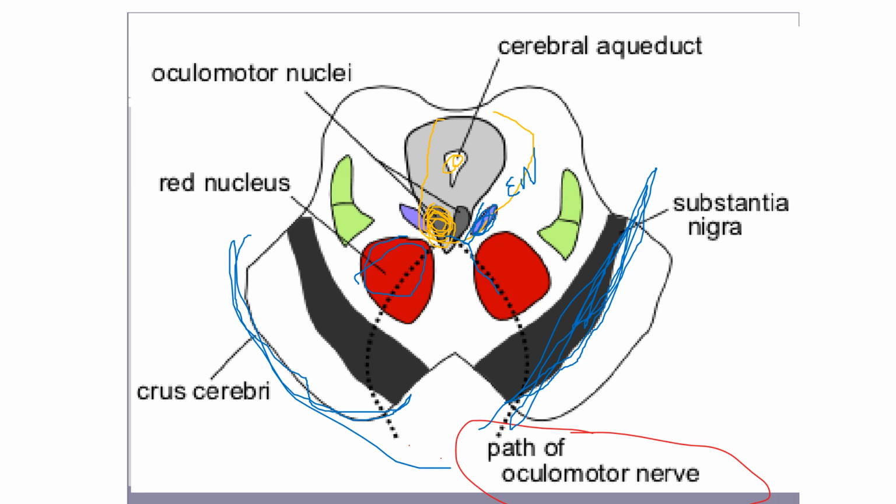Check out the path of the ocular motor nerve. Okay, so this ocular motor nerve pathway here. Let's erase a bunch of this stuff here so you could see it. This ocular motor path is extremely important to note that it's going through that red nucleus.